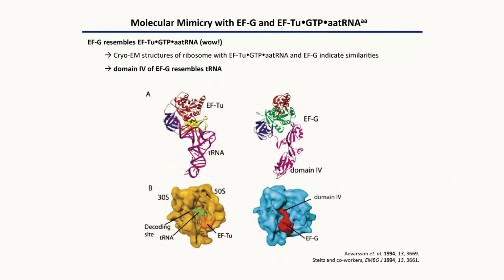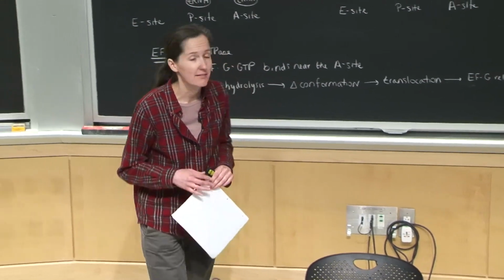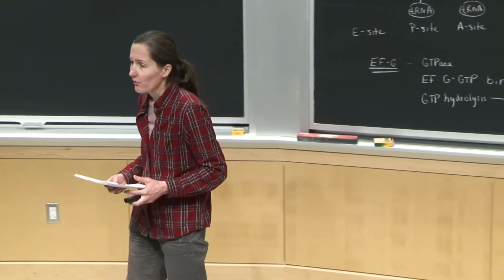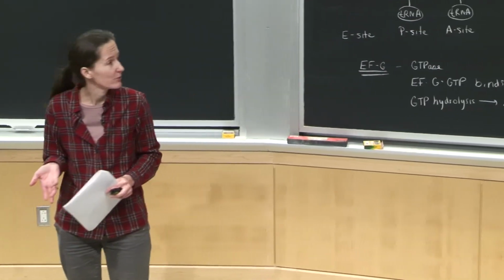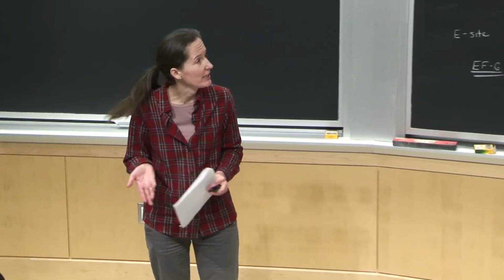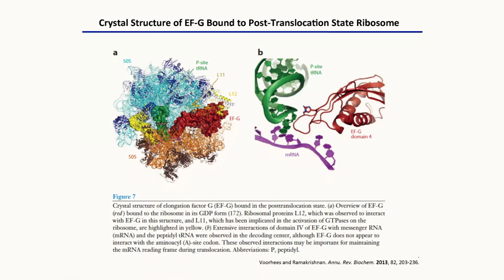Here's just a comparison of the ribosomes with either EF-Tu and tRNA bound, which we've seen before, and here we see EFG in this red color. So quite similar, but are they the same? And the answer is no. So quite recently, a crystal structure was obtained with EFG bound to the ribosome. And it was determined that in this structure, EFG is bound in the post-translocational state.